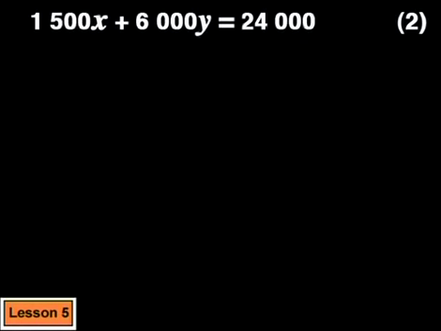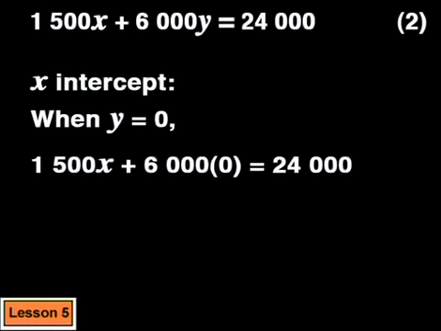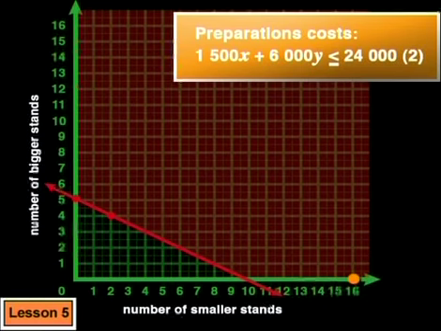1,500x plus 6,000y equals 24,000. This time we'll find the x and y intercepts for the graph. For the x-intercept, y equals 0, so we get 1,500x equals 24,000. Dividing through by 1,500, we'll get 16. So we can plot the point 16, 0.